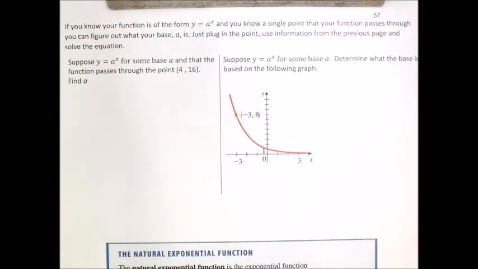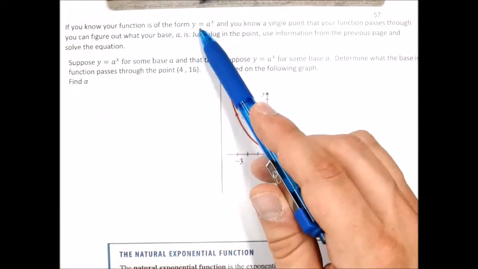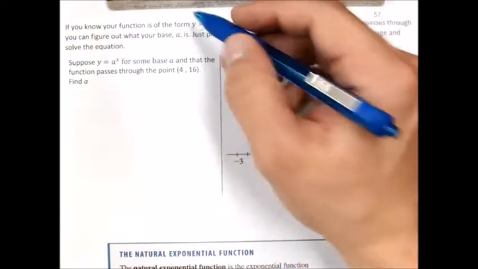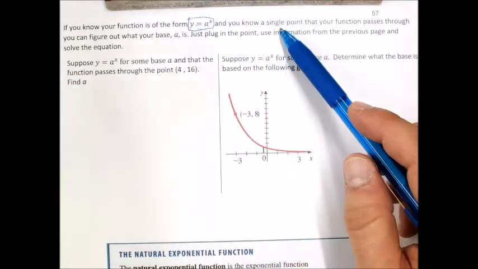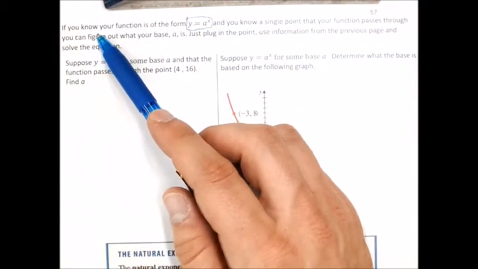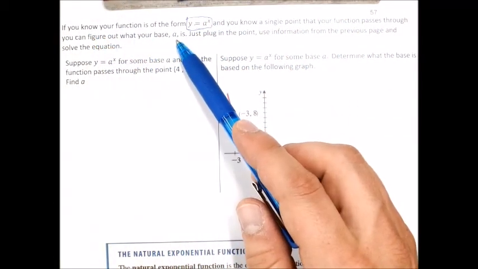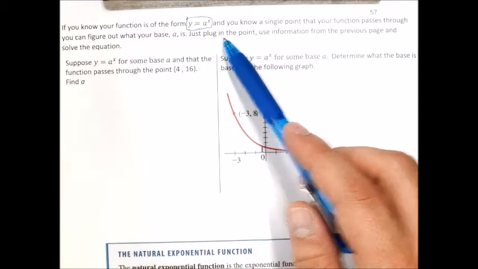So another type of problem we might see is that if we know we have an exponential function and we know one of the points on the graph, then we can figure out what the base is. And so that's what this says. If we know that our function is the form y equals a to the x, right? So we know we have an exponential function, and we know a single point the function passes through, we can figure out what a is. You just plug in the point and use it.